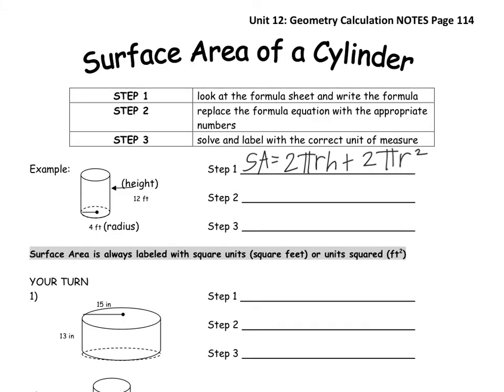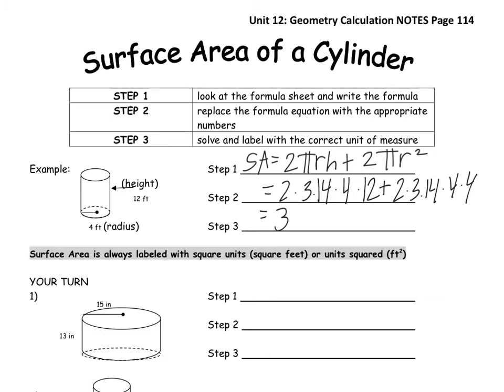Okay, so the formula for surface area is written right here. We'll plug in 2 times 3.14, the radius is 4, the height is 12, plus 2 times 3.14, r squared would be like 4 times 4. So we'll do these one step at a time like we did with surface area. So we'll start with multiplication. 2 times 3.14 times, the radius was 4, and the height was 12.